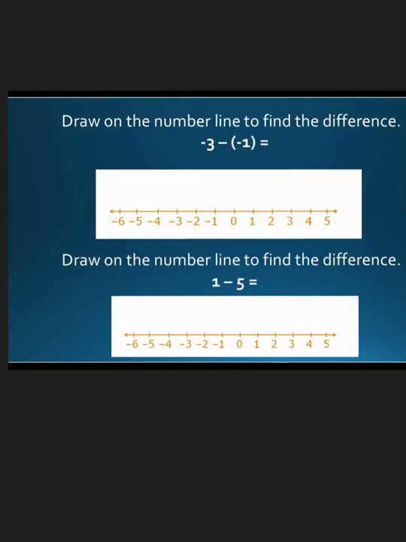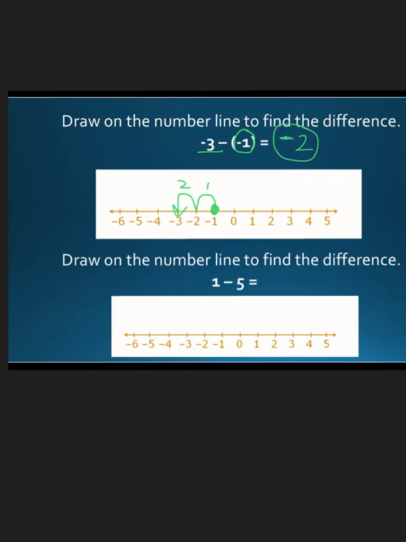So let's try these next two. First, we're going to start with our second number. So I'm going to put a dot at -1. And I am hopping to my first number at -3. So 1, 2 hops. So my answer will be 2. And I went to the left. So it's going to be a -2.